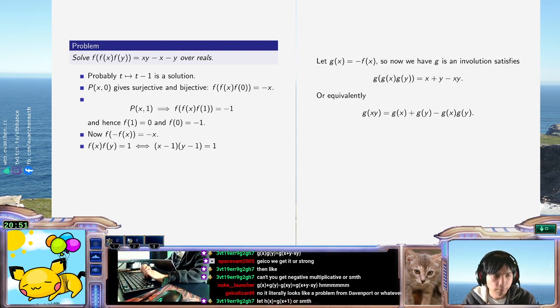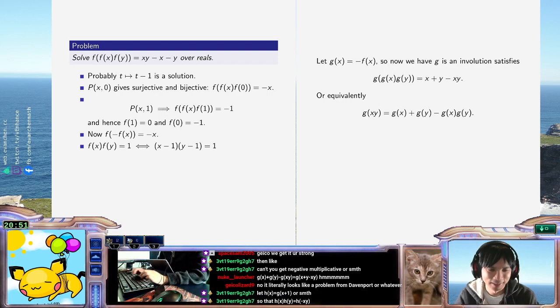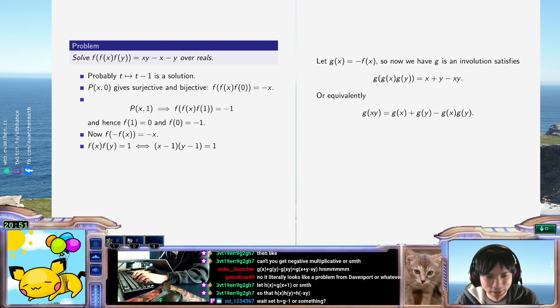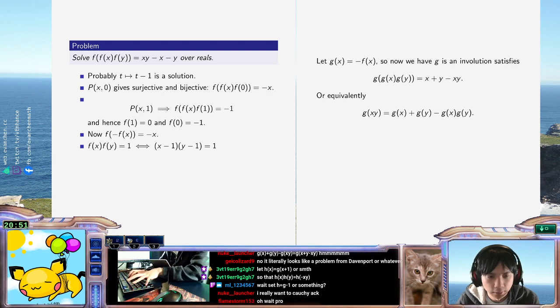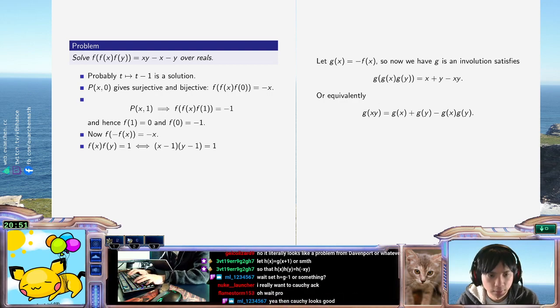Okay, you know what? Yeah, we're gonna shift. We should shift by 1. It's asking for it at this point. So this is true if and only if G of x minus 1, G of y minus 1 is equal to G of x.